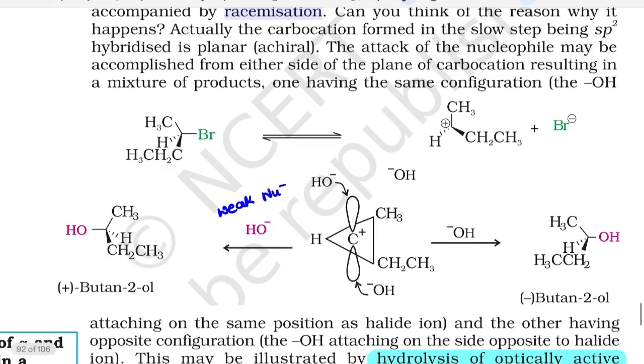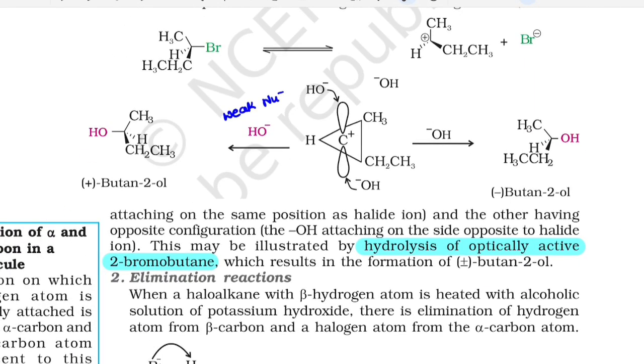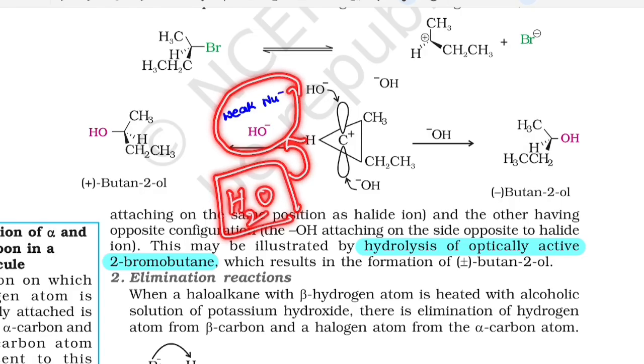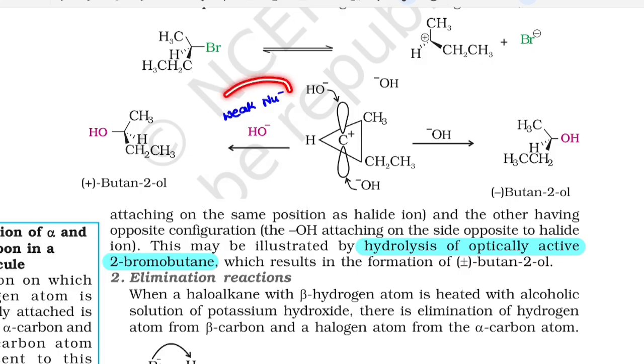And here the example taken is 2-bromobutane. Hydrolysis of optically active 2-bromobutane results in the formation of butan-2-ol. Hydrolysis meaning is water is used here. Water is a weak nucleophile. So remember, the nucleophile used here is a weak nucleophile. If it is a weak nucleophile, always remember it will show SN1 mechanism.